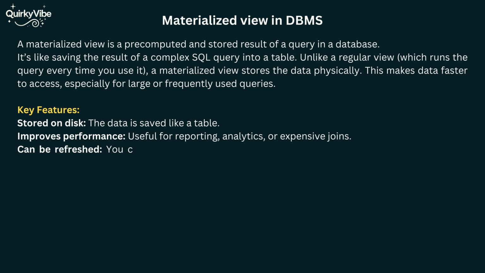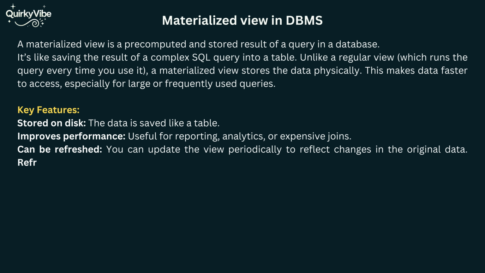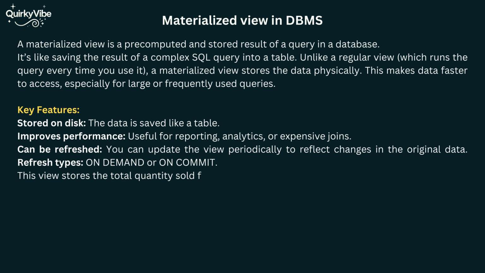It can be refreshed, which means you can update it when the underlying data changes. You can refresh it on demand, whenever you choose. Or on commit, meaning it updates automatically when changes are made to the base tables. Example, say you want to see the total quantity sold for each product. Instead of running a sum query on the sales table every time, you can create a materialized view that already stores the total, and just read from it, much faster.